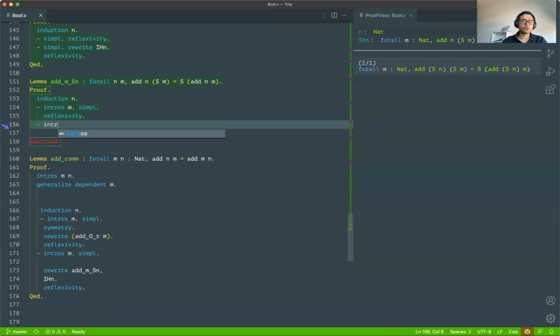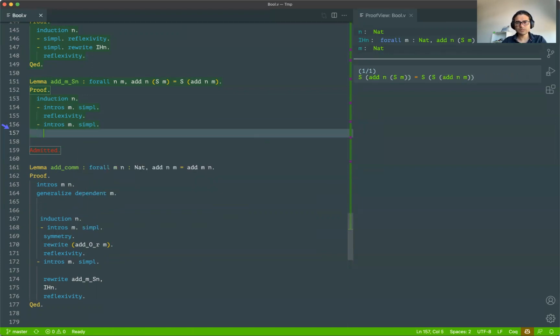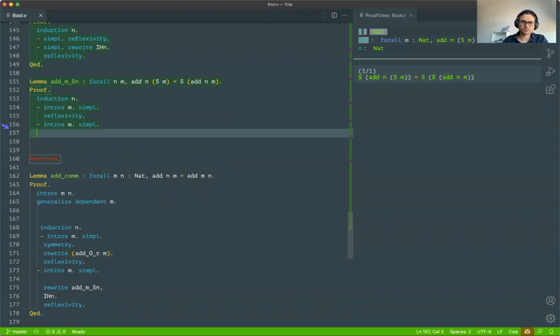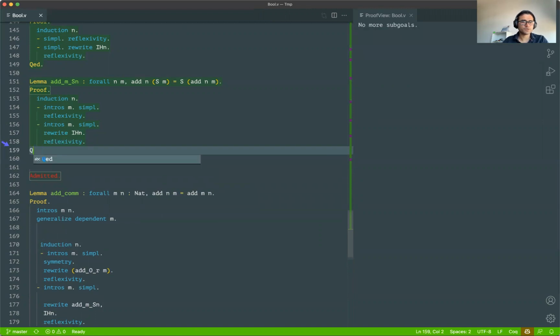I'm going to do intros M, simpl, and let me look if I can replace this by something like this. So if you look at our induction hypothesis, it says that add N (S M) is equal to this thing. So I am going to do rewrite IHN and reflexivity should do the job. QED.